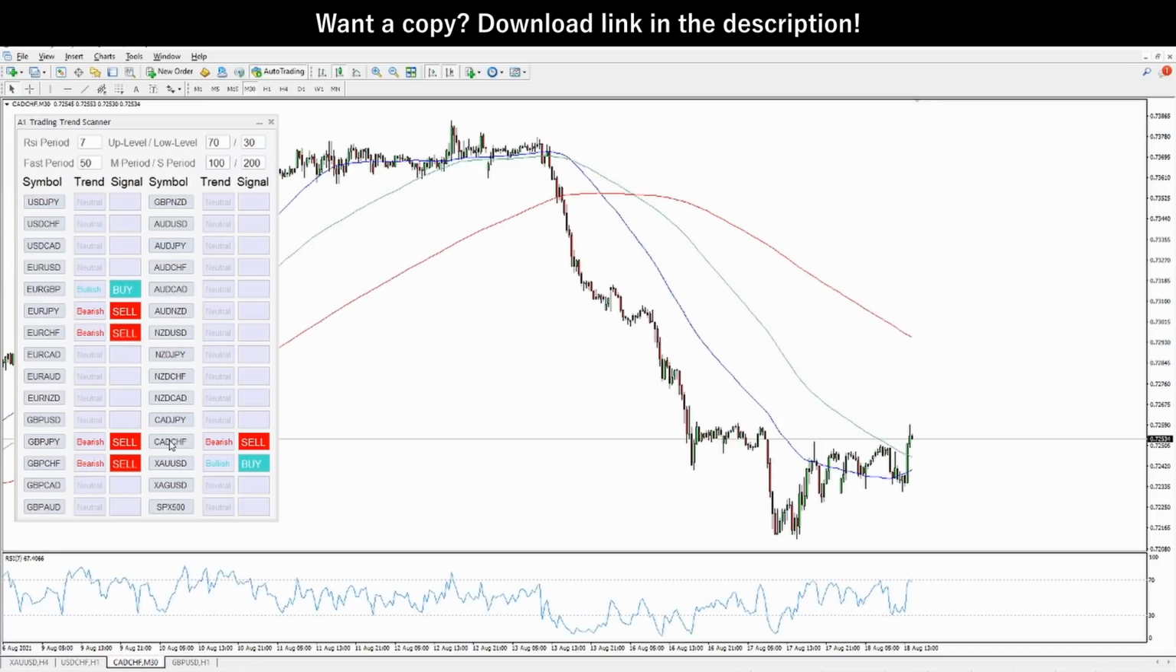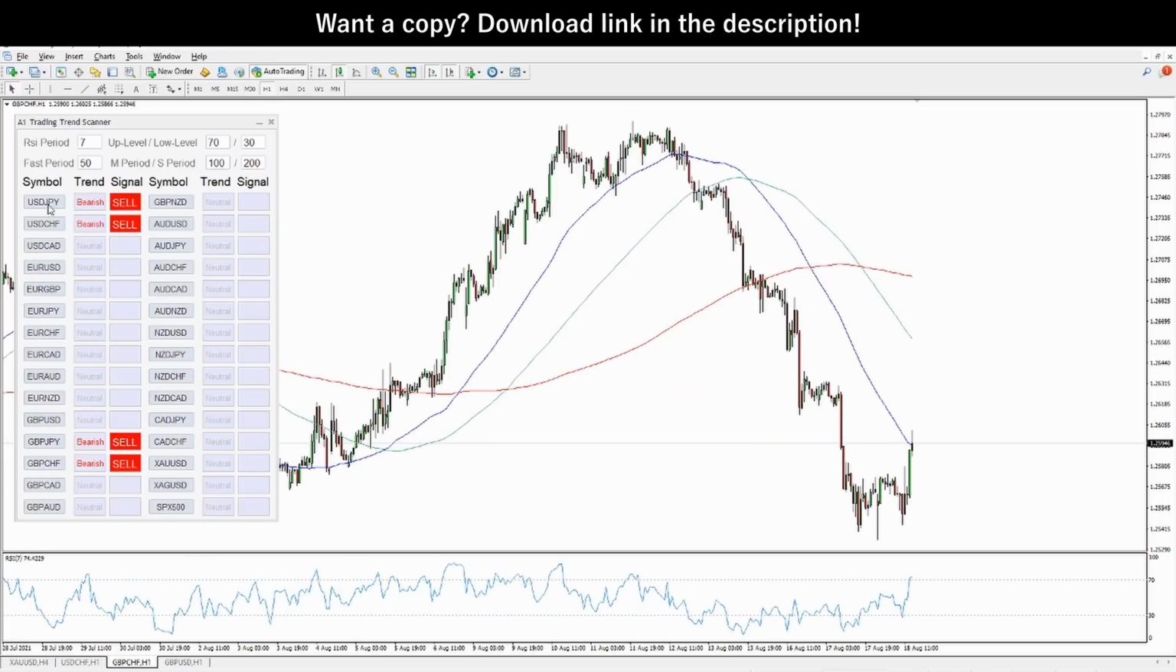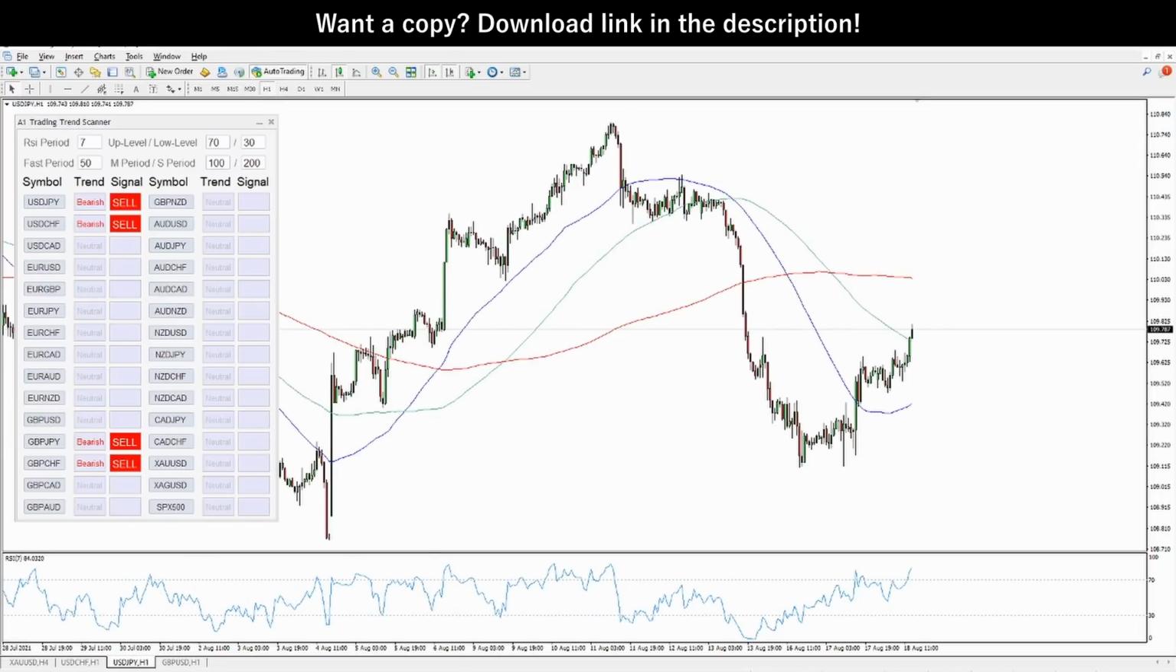Again, all going with the trend. So CAD Swiss here, popping up just a bit and showing a possible clue that, hey, we might be looking top heavy here. Pound Swiss, right? Same thing, popping up above, and also the moving averages are lining up. And then we can go to different time frames. Like I said, USD JPY looking like it may be time for some sell side action.